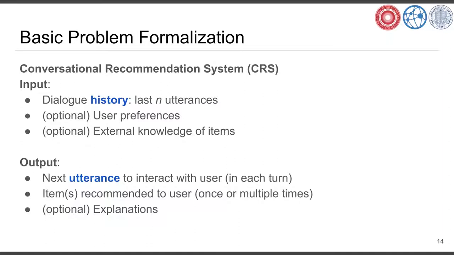And the second output is the recommended items to the user, either once or multiple times. So this is the major difference from the conventional recommender system, where only one-time recommendation is provided. And sometimes, to make the recommendation more convincing, some explanations may also be provided together with the recommendation to the user to convince the user how this recommendation is made.